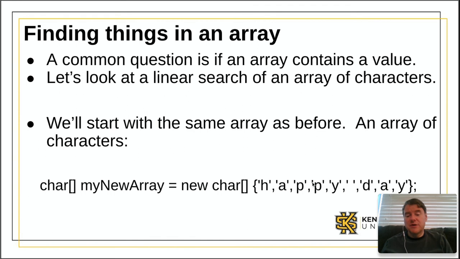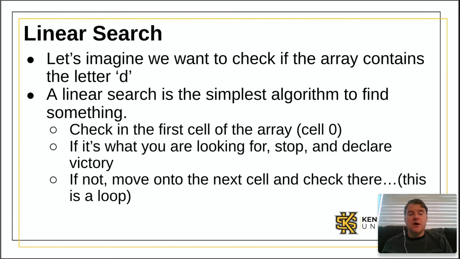All right, so I've created that same array, car array. I called it my new array, and it has each of those letters one at a time in cells. So cell 0 has an H, cell 1 has an A, and so on and so forth. All right, so I want to check to see if the array contains the letter D. And this is the thing that I'm searching for. So we'll often call this the target. The target is D. I'm looking for D in the array. And so I'm going to check to see if D is in each of the cells.